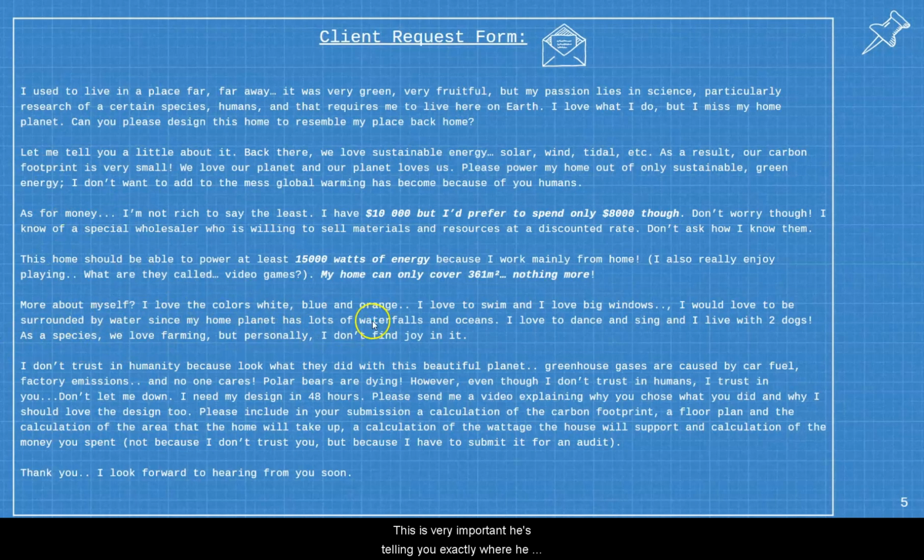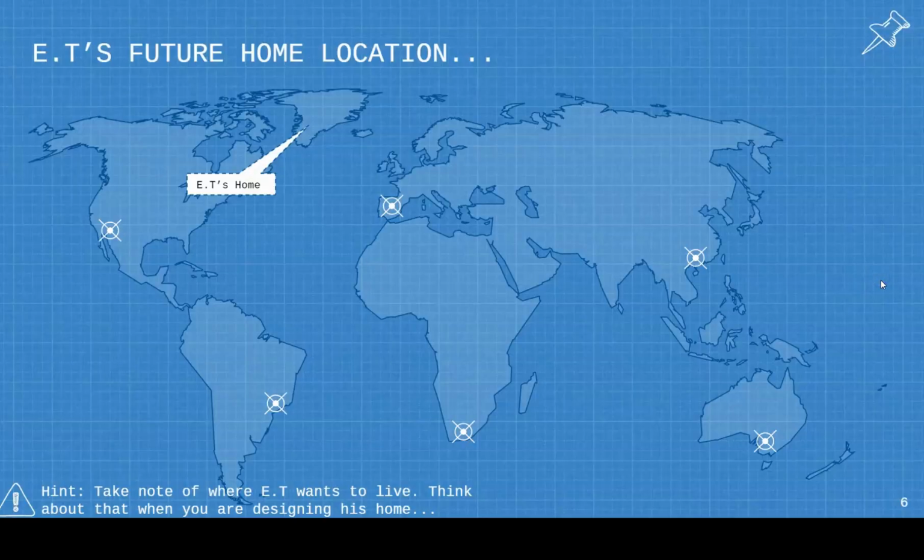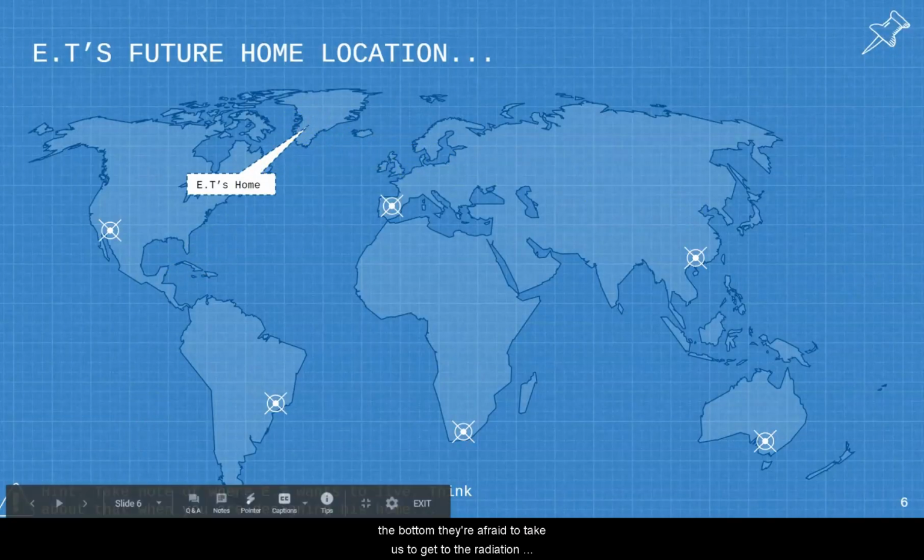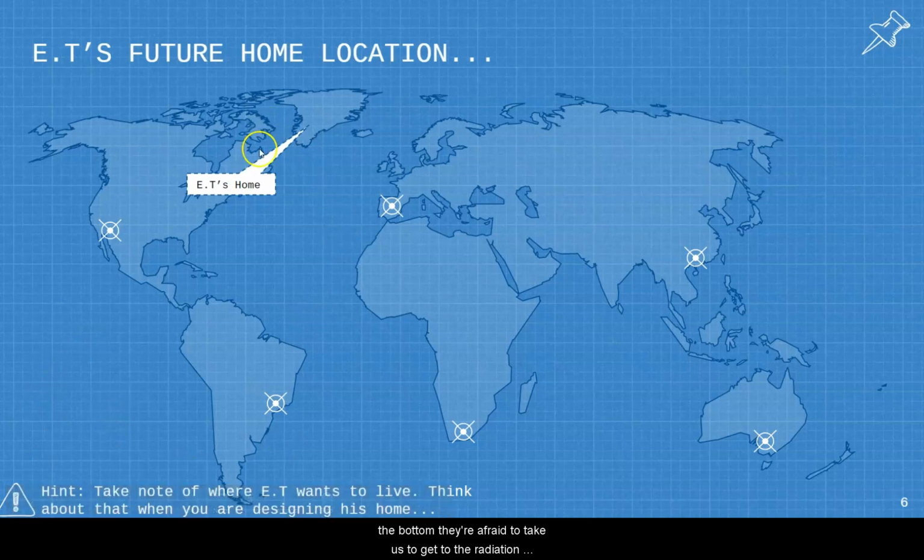This is very important. He's telling you exactly where he wants to live and giving you clues as to where he wants you to build his house. So this is his location. This is kind of where he wants to be. So I put a hint on the bottom there for you to take this into consideration when you're building his home, and to take into consideration the materials that you have available to you to make it as sustainable as possible.